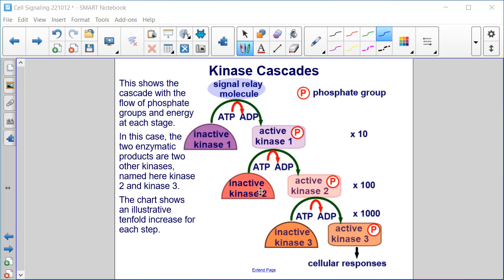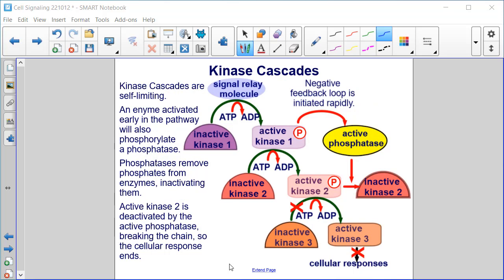Inactive kinase 2, with the help of an ATP molecule, can then phosphorylate, and we have active kinase 2. And then again for active kinase 3, and ultimately we get a cellular response. And let's say that this can happen at each step 10 times. So ultimately we get amplification times 1,000.